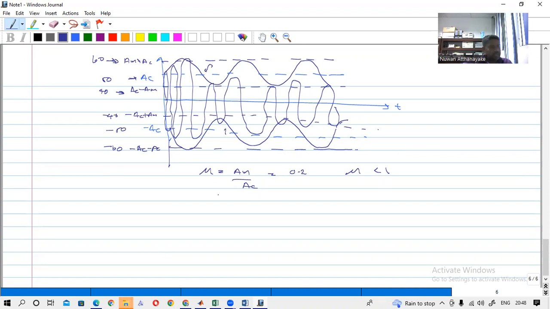We have already discussed that if AM equals AC, your mu will be 1. Then your envelope will touch the x-axis like this.